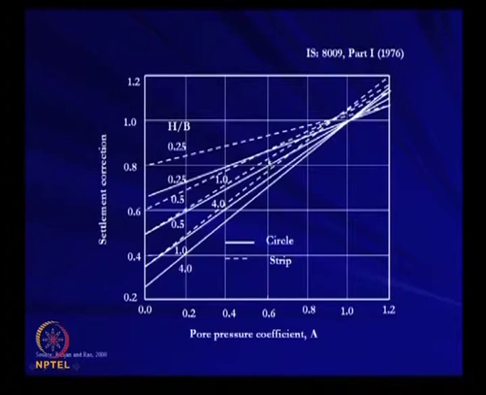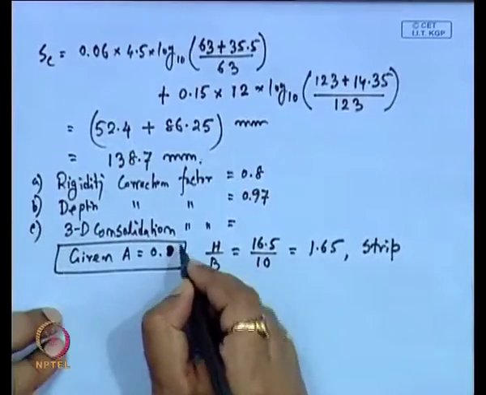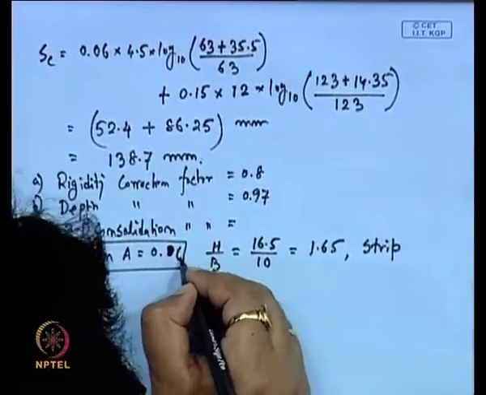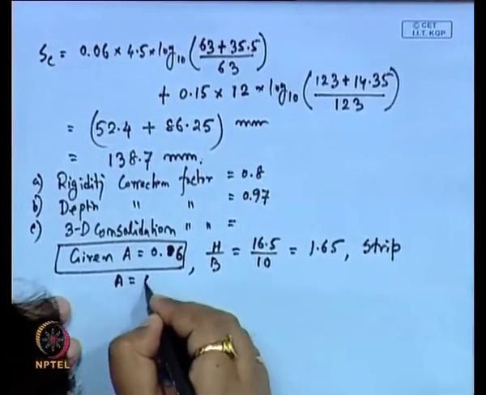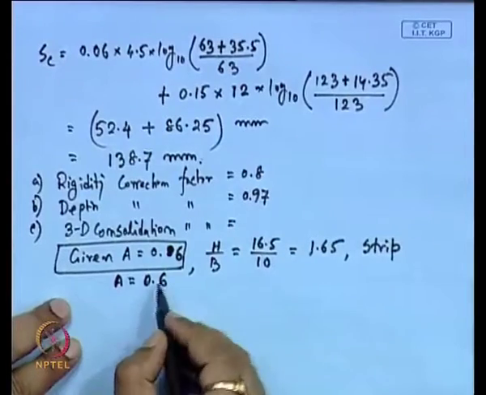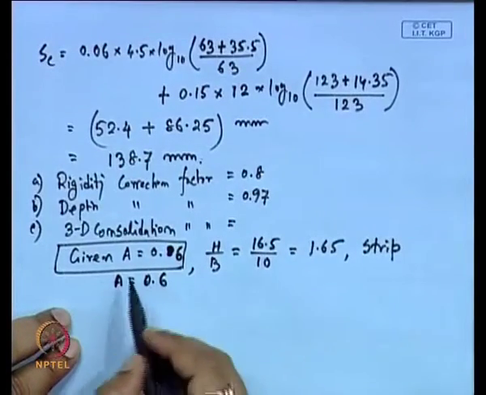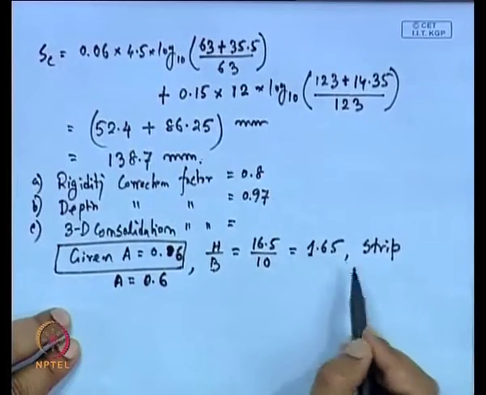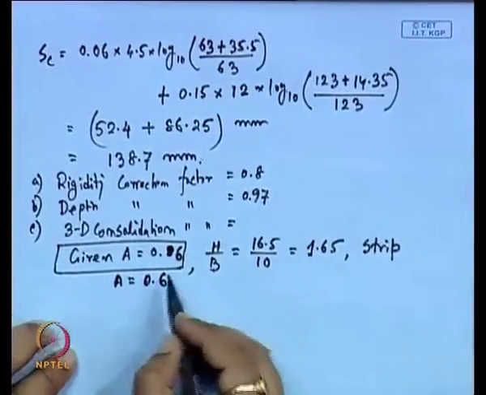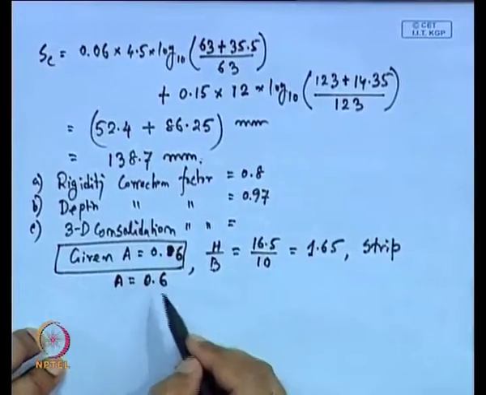So, this A value taken is 0.6, not 0.8. The given value of A is 0.6, not 0.8. So, the A value is 0.6, H by B is 1.65, and this is the strip footing. So, it is given A is equal to 0.6.